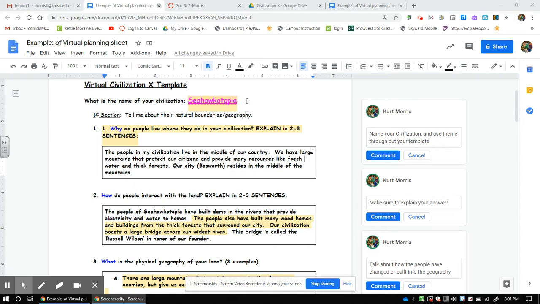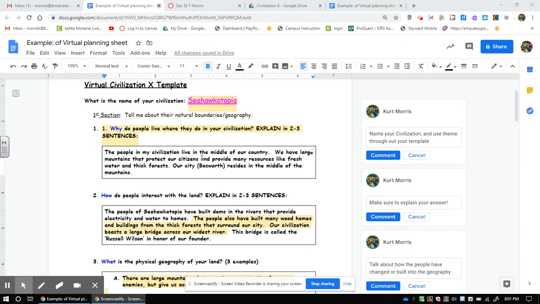So let's talk. So the first thing I want to do is I want to talk about geography. Okay, section one, geography and natural boundaries. So my first question, and we had this during our unit in geography, why do people live where they do in your civilization? Okay, so here's my example answer. Notice I said 2 to 3. You could use a few more sentences if need be, but be detailed. Make sure you explain your answer as I have over here in my comments.